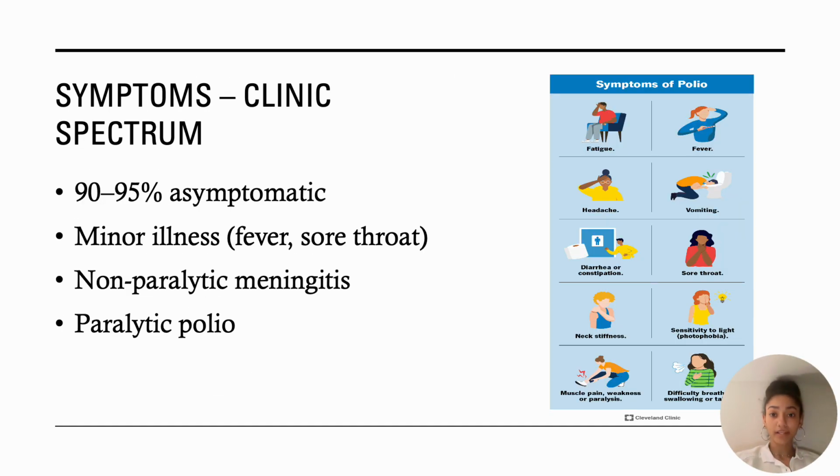Polio has a wide clinical spectrum. Approximately 90 to 95% of infections are asymptomatic. Some individuals experience mild symptoms such as fever, fatigue, sore throat, or headache. A smaller percentage develop non-paralytic meningitis, which involves inflammation of the membrane surrounding the brain and spinal cord. But in about 1% of infections, the virus progresses to its most severe form, paralytic polio.